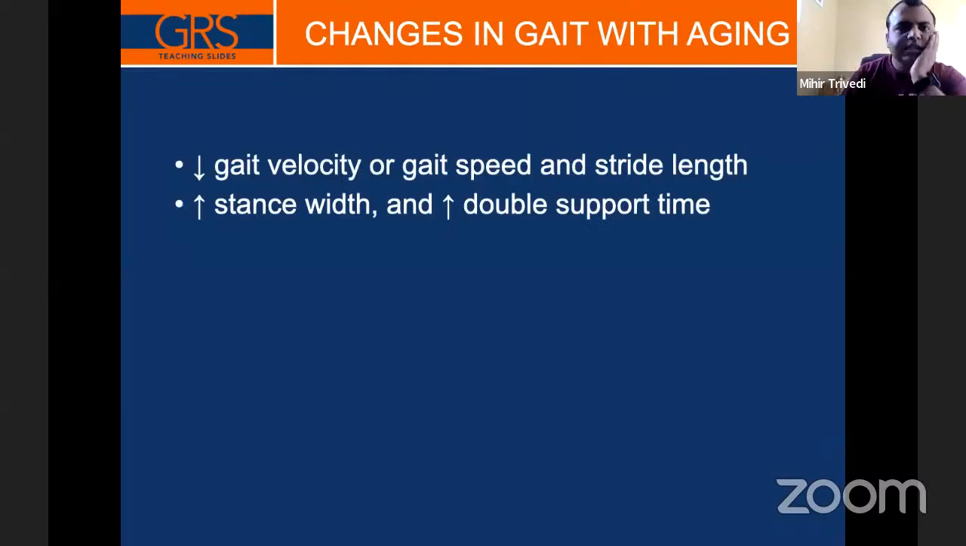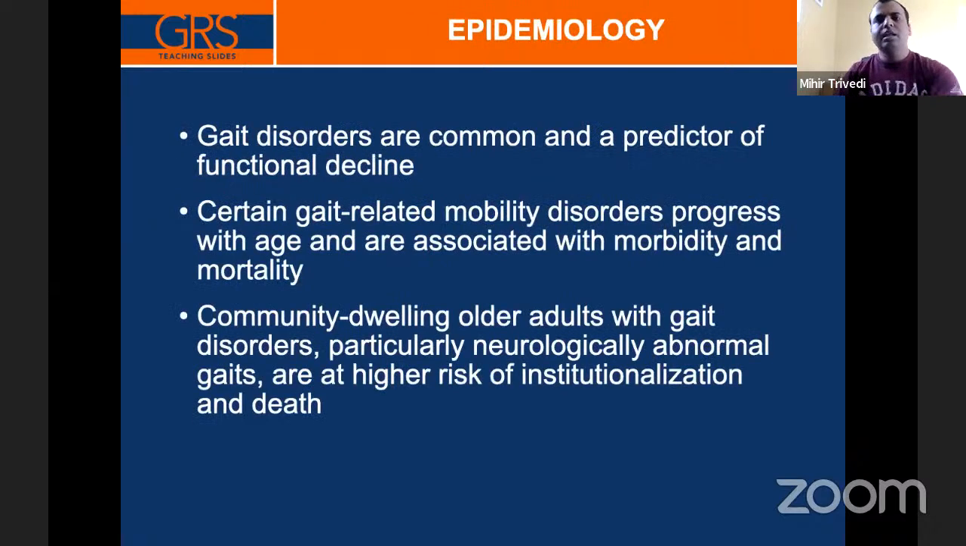Next one is changes in gait with aging. So the most predominant one is decreased gait velocity or gait speed and stride length, and increased stance width and increased double support time, meaning keeping both legs on the floor at the same time, increase with the aging process. Now, epidemiology. Gait disorders are common and predictors of functional decline.